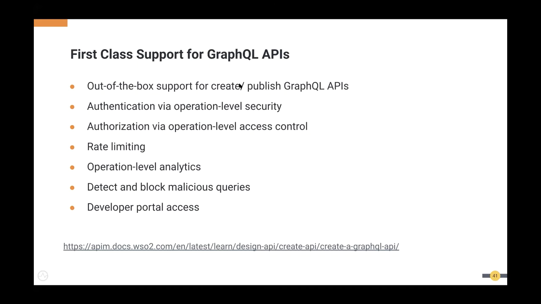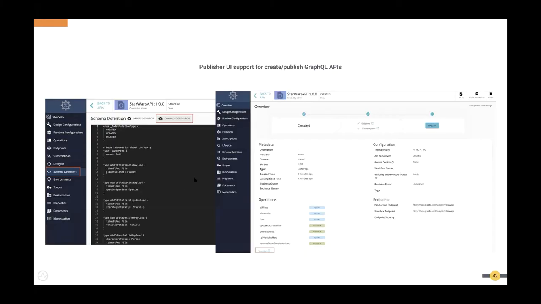using GraphQL. With the underlying WSO2 API management capabilities, our solution allows out-of-the-box support to create GraphQL APIs, define operational level authentication, access control policies, rate limiting, and operational level analytics, and API consumers can easily discover and consume these GraphQL APIs from the developer portal. These are some of the user interfaces in the publisher UI with the capabilities to create GraphQL APIs from their schema definitions, and once it's created, how the overview page looks.